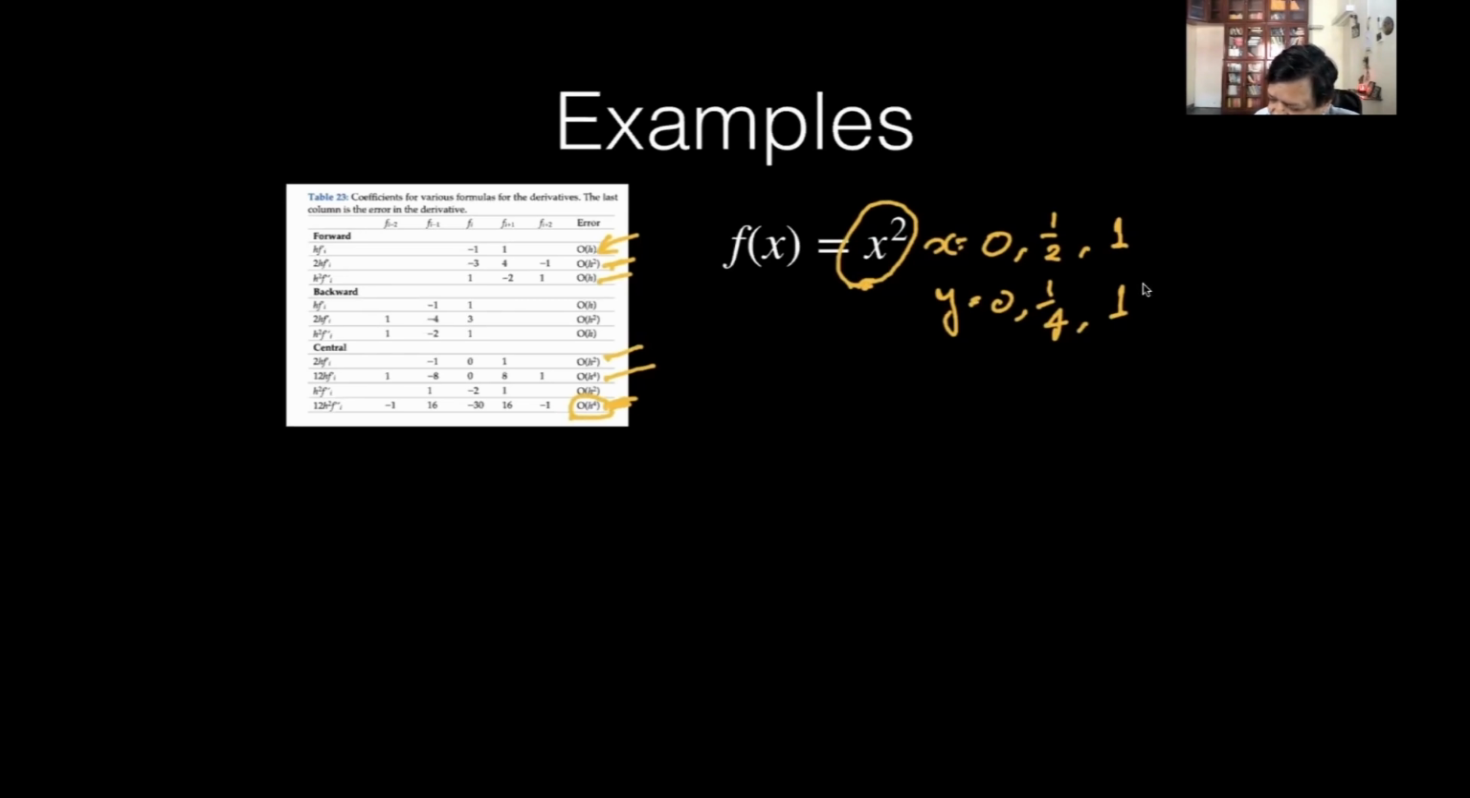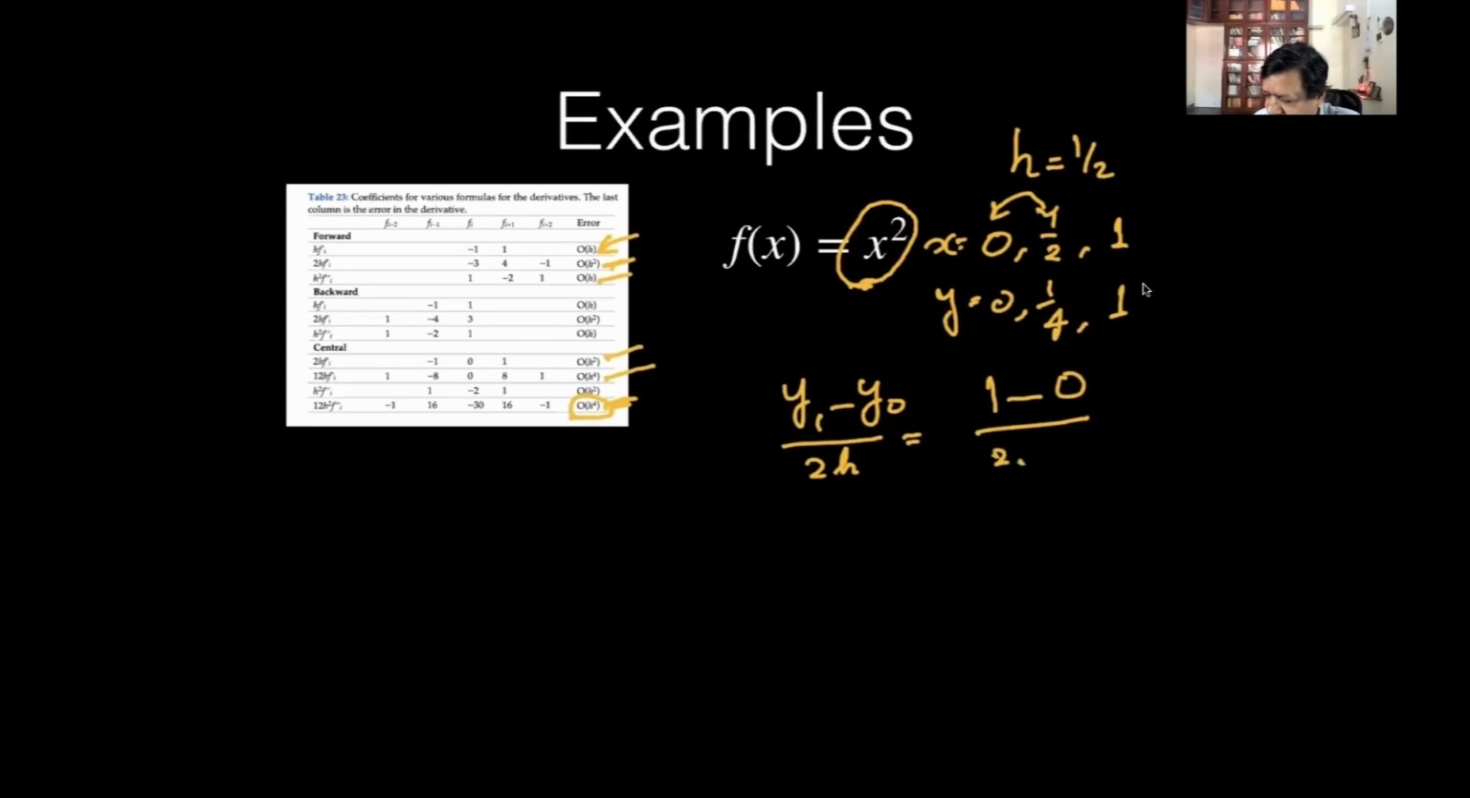Central derivative will be y at the endpoints. So y at x equal to 1 minus y at 0 divided by 2h. So it is 1 minus 0 by 2h. What is h? H is half. Right? H is the difference between the nearest neighbors. So 2h is half, so it is 1. Right?